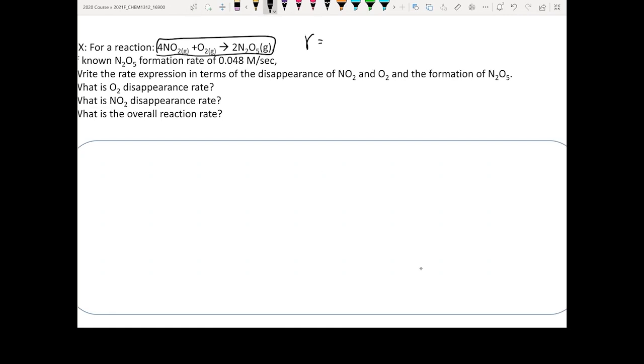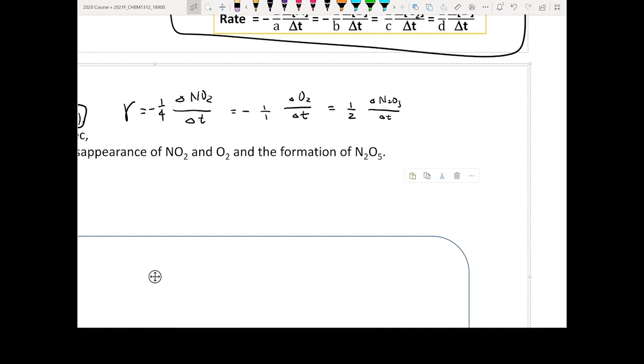I know the reaction rate is going to equal the disappearance rate of NO2, negative, and then write out the coefficient. That should equal delta O2 over delta T. That should equal your delta N2O5 over delta T divided by 2. If I see this keyword, disappearance rate or the reaction rate, then I know I can always write down my overall rate equation based on the chemical equation I have.